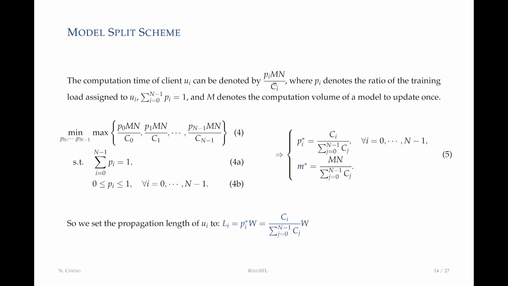The time required for this client to complete the computation task is the amount of computation divided by C sub i, where C sub i is the computation capability of client i. To minimize the computation time consumed by the straggler, we can formulate the optimization problem on the left.